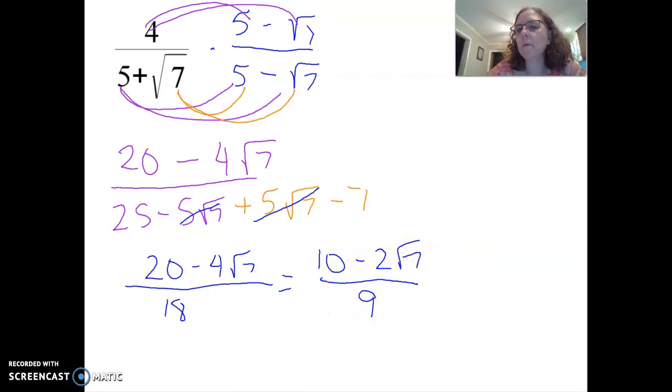Okay, so a vocabulary word we need to be familiar with. This up here that we multiplied by, this is called the conjugate. Write that on your paper. That's a vocabulary word we need to be familiar with. The conjugate is the same numbers that I had before, but the sign in the middle is opposite. So we're always going to multiply by the conjugate right here. Okay, let's do another one.